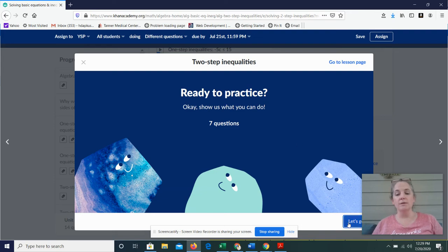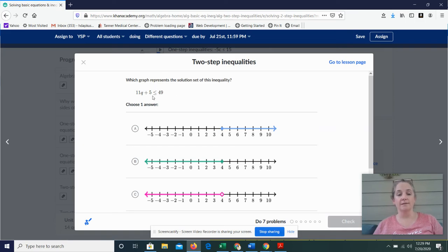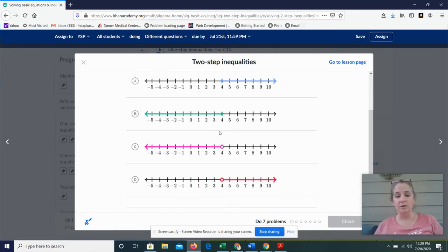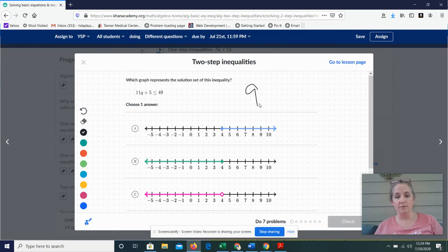What I want y'all to do is go to it, and since it's only 7 questions, you'll solve this. You'll subtract 5 from both sides, which will leave 11q equals 44. Then you'll divide both sides by 11, which will be q is less than or equal to 4. So then you'll look down here. Q is less than or equal to 4 is what you would get when you worked this out. Yes, that's a q, not a 9.